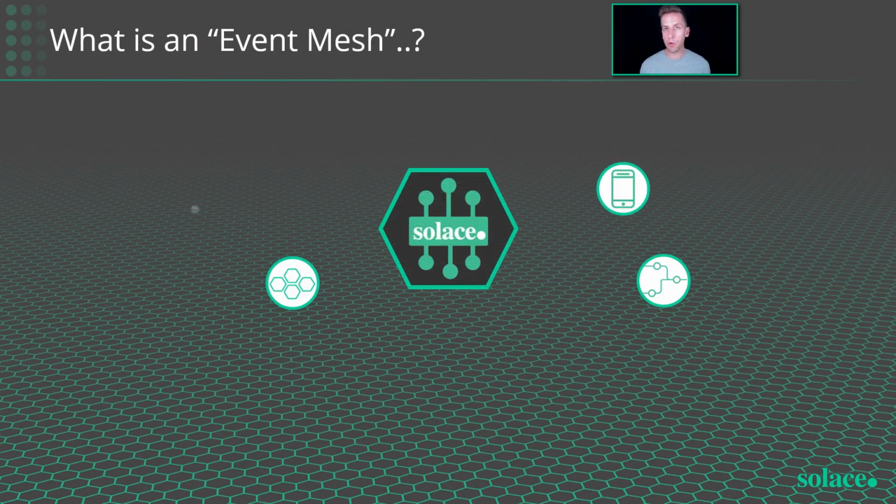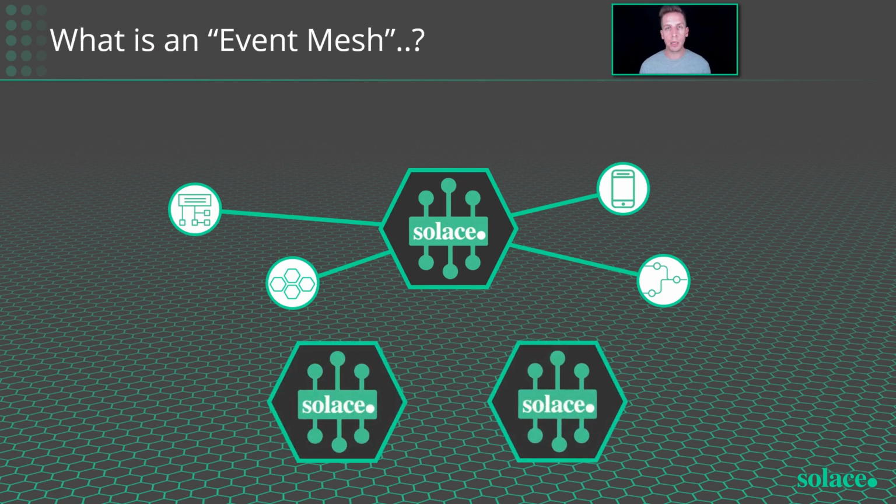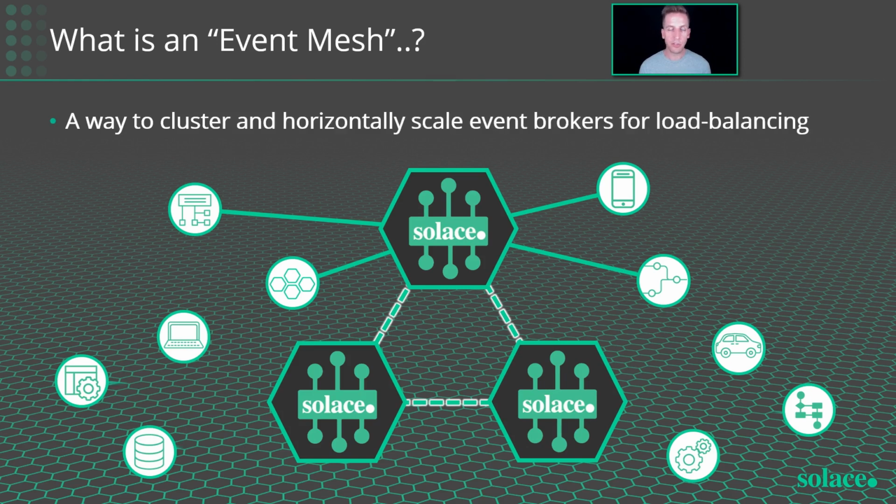As load starts to increase on your brokers, an event mesh can actually be used to horizontally scale. By clustering your brokers together, subscription information is shared amongst them, such that when a consuming application comes online and subscribes, that subscription will be propagated through the mesh. If data is being published elsewhere, that data will still flow through the mesh and arrive at the consumer, regardless of whether on the same broker or not.